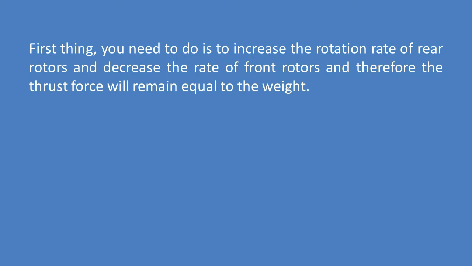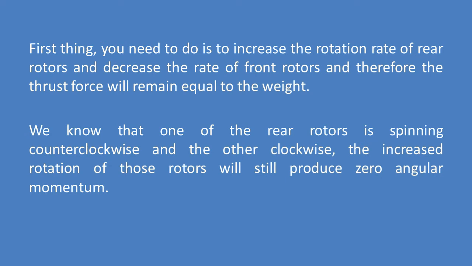First thing you need to do is to increase the rotation rate of the rear rotors and decrease the rate of the front rotors, and therefore the thrust force will remain equal to the weight. We know that one of the rear rotors is spinning counterclockwise and the other clockwise. The increased rotation of those rotors will still produce zero angular momentum.